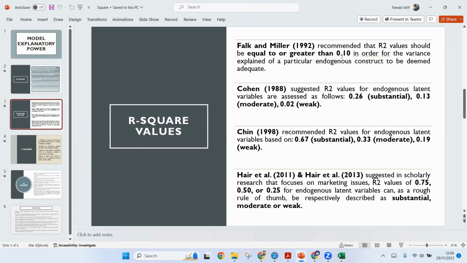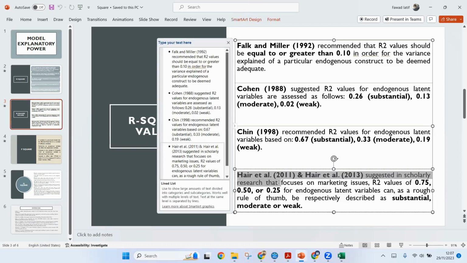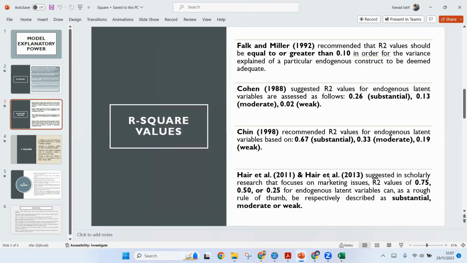Now, there is another perception. Cohen 1988 says that endogenous latent variables assessed as 0.26 or over are substantial. If it is 0.13, it is moderate. If it is between 0.02 and 0.12, it is weak. Then Chin has got another recommendation, 0.67, 0.33, 0.19. Well, I normally report this in my studies. Others suggested in scholarly research that R square values 0.75, 0.50, and 0.25 are substantial, moderate, or weak.